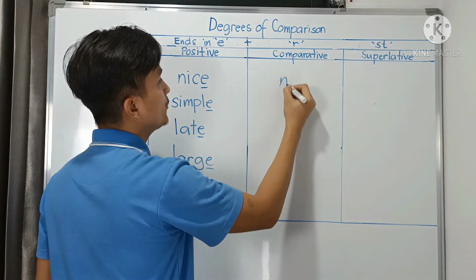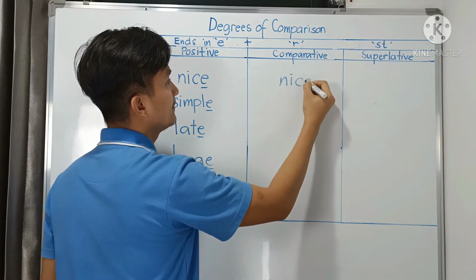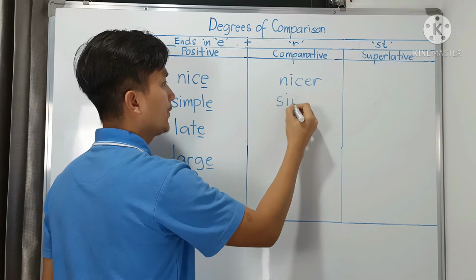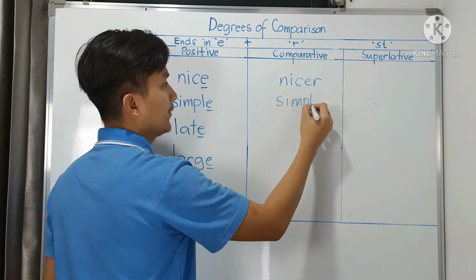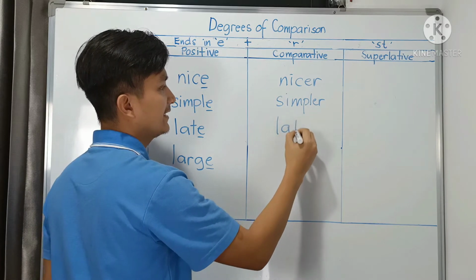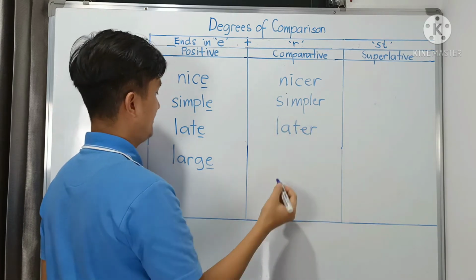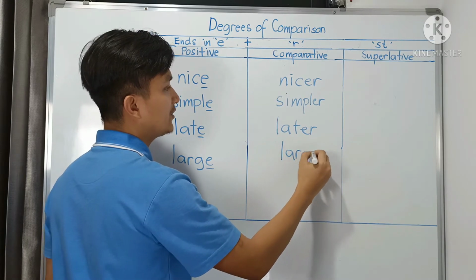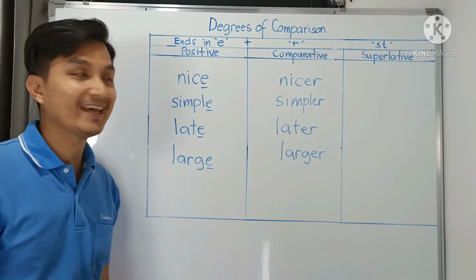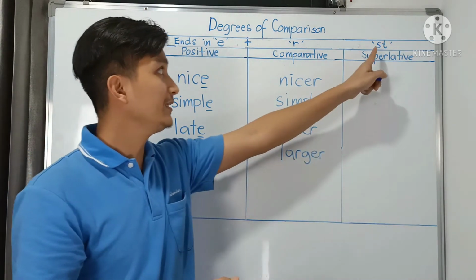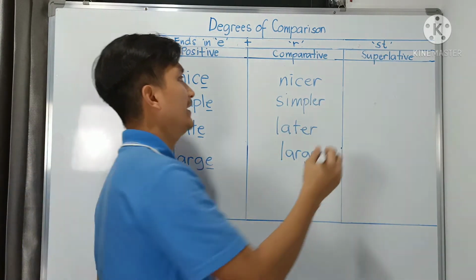So nice would become nicer. Simple, simpler. Late, later. And large, larger. Easy? And how about in the superlative form? Only add ST.